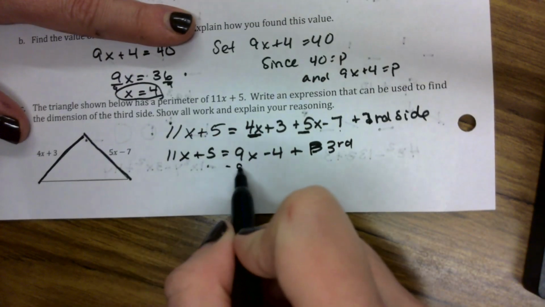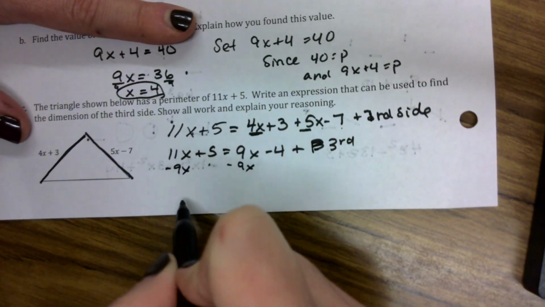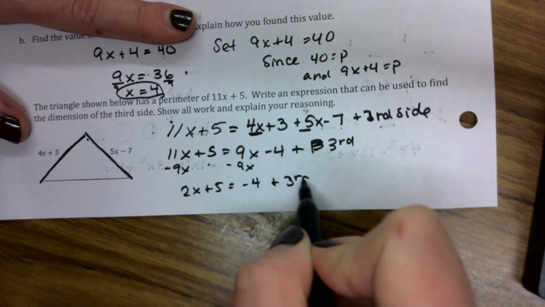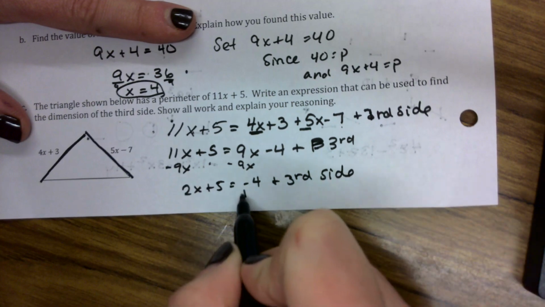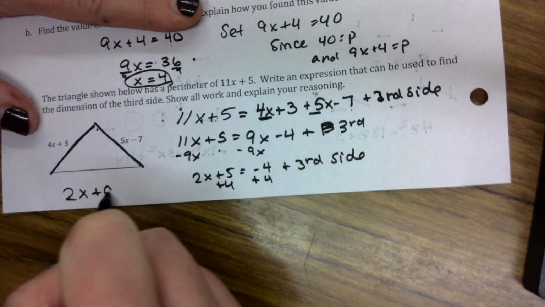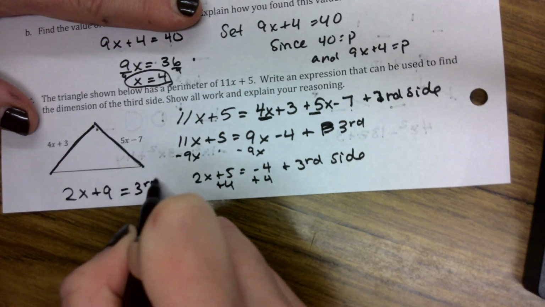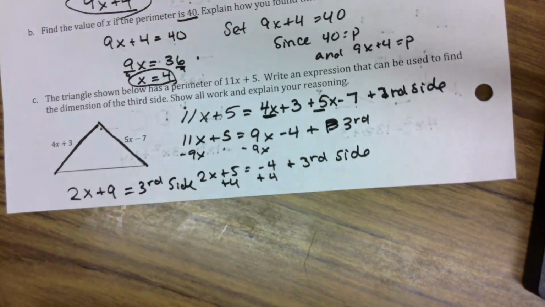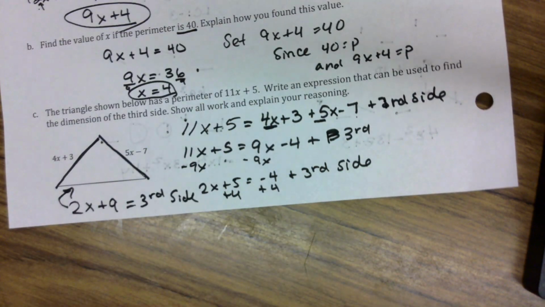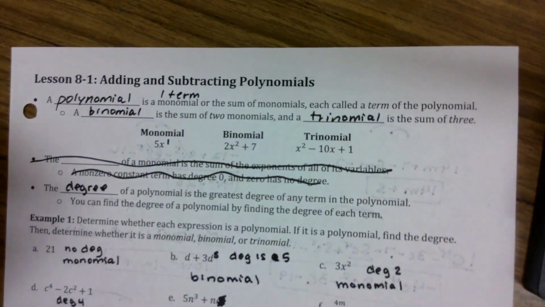Well, if I remove 9x from the other side, I have 2x plus 5 equals negative 4 plus the third side. If I add 4 to both sides, then I have a 2x plus 9 equals the third side. And that's what we get here. Okay. If you have any questions, don't hesitate.